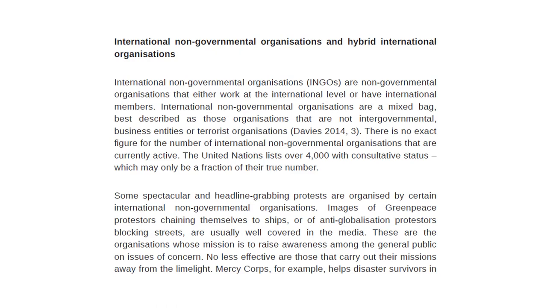Best described as those organizations that are not intergovernmental, business entities, or terrorist organizations. There is no exact figure for the number of international non-governmental organizations that are currently active. Nobody knows the exact number. The United Nations lists over 4,000 with consultative status, which means they can ask questions, but they're not full members, and which may be only a fraction of the total numbers. So a fraction. What does that mean? There's 24,000 maybe? Who knows? Correct statistics have not been kept.